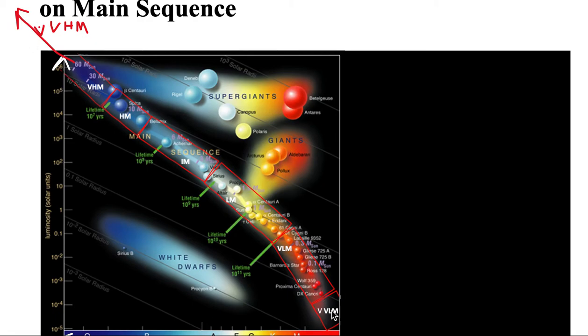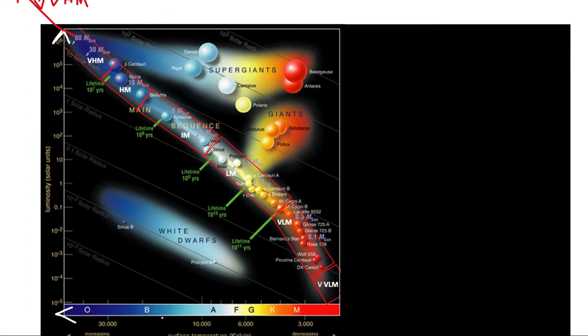So the categories based on mass from the bottom right to the upper left on the HR diagram are VVLM, for very, very low mass, VLM for very low mass, LM for low mass, IM for intermediate mass, HM for high mass, and VHM for very high mass, to the very, very high mass VVHM at the most upper left corner. We want to find out where we have our distinct fusion chains.